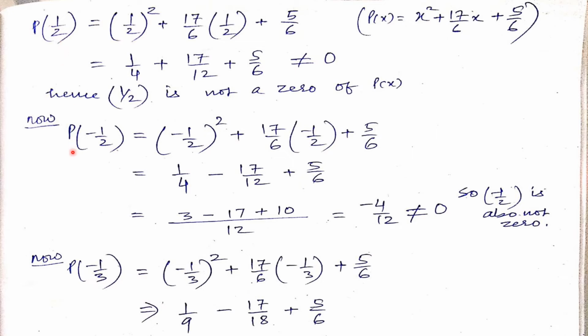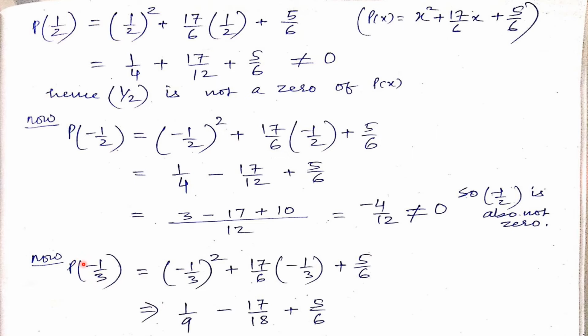Now moving forward, −1/2, same procedure. I am putting the value −1/2. Now when you get this value, you can check by taking LCM. 3 − 17 + 10, we have got −4/12. Again not equal to 0. So we again reject this one.